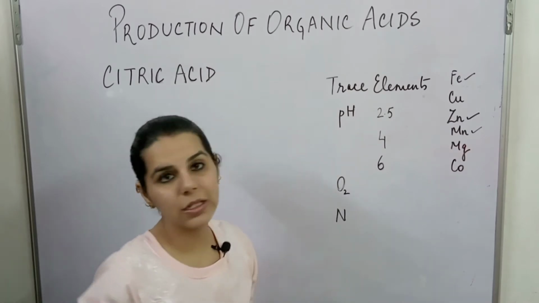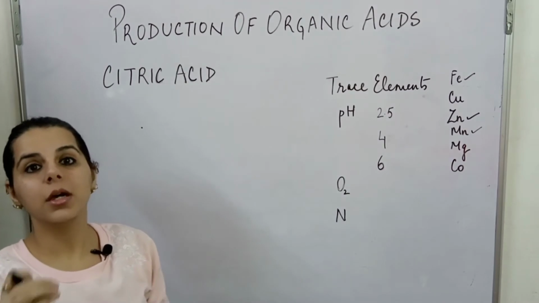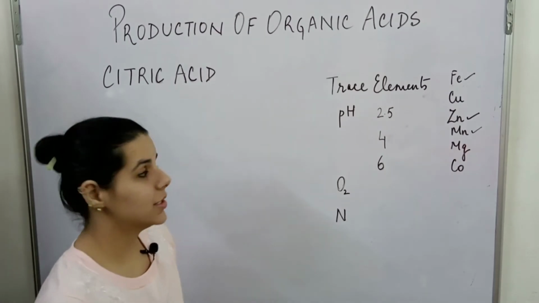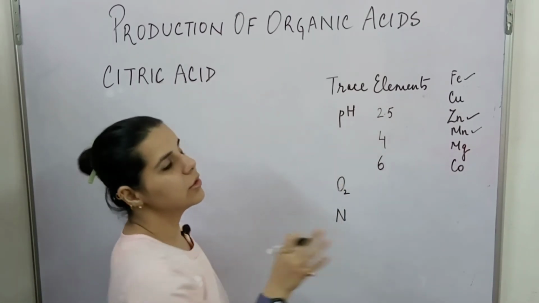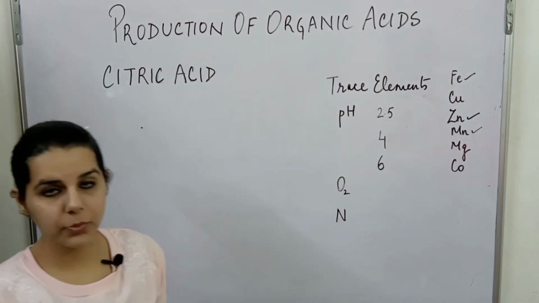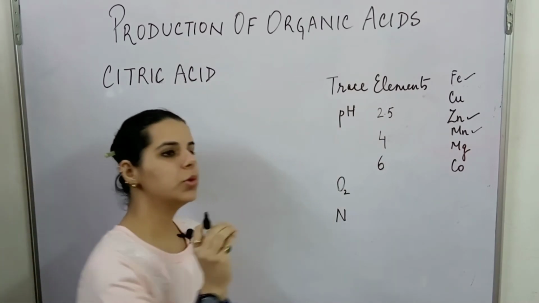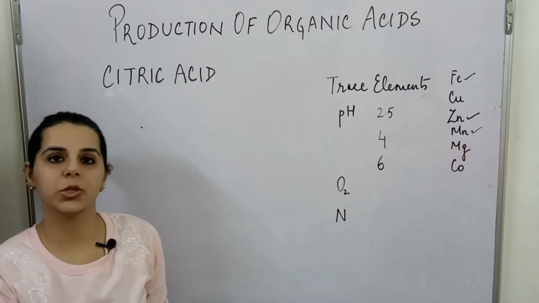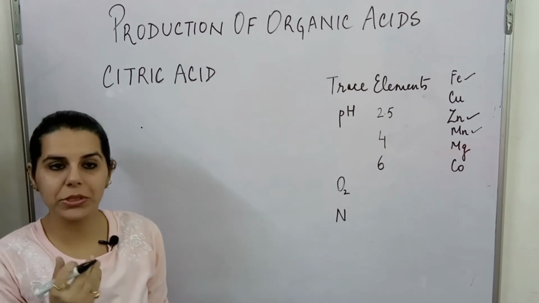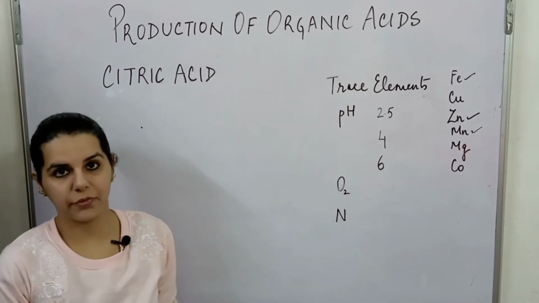Then, when we talk about pH, it should be less than 2.5 for the production of citric acid. If you want a good amount of citric acid, then the pH has to be less than 2.5, right? If the pH is 2.5, there are two benefits. One, the production of citric acid is enhanced. Another, below 2.5 very few organisms are able to survive, so the chances of contamination are very low. This is advantageous to our process, because we do not want contamination in our fermentation, right?